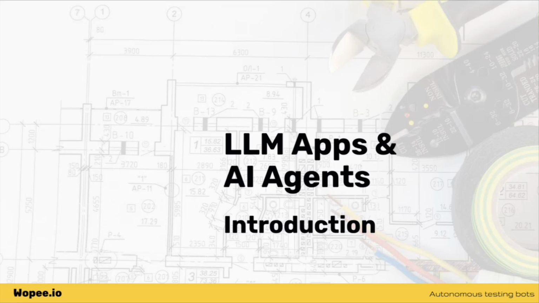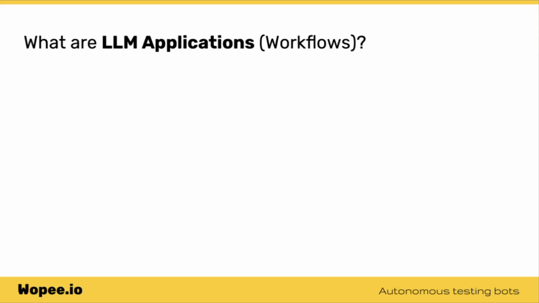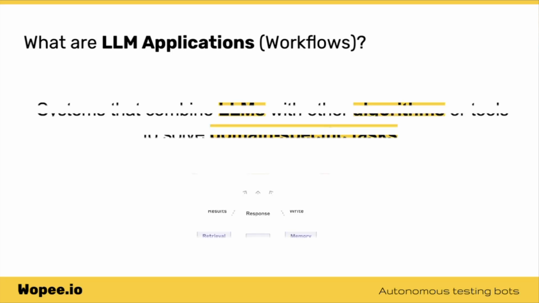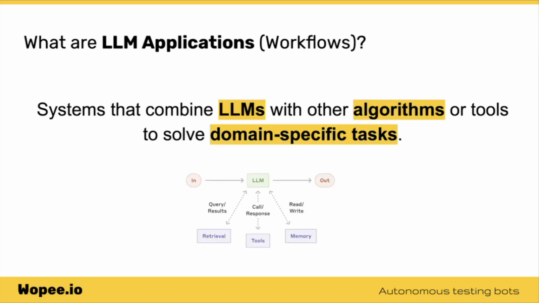Before, we were using machine learning or other approaches from this AI world, but now generative AI is blowing up and everybody is building LLM apps. So let me start with that as a short definition. What are LLM apps, or sometimes we also call them workflows? They are basically systems which combine LLMs with algorithms.